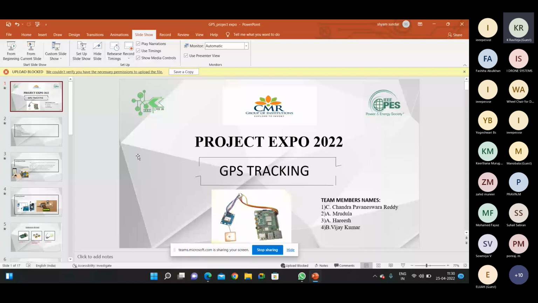What is the accuracy of your system? How much? Sir, if you want to search for any place, we'll be searching for the place, sir. So it directly gives control to the Google Maps, sir. Directly we can see that location in Google Map.